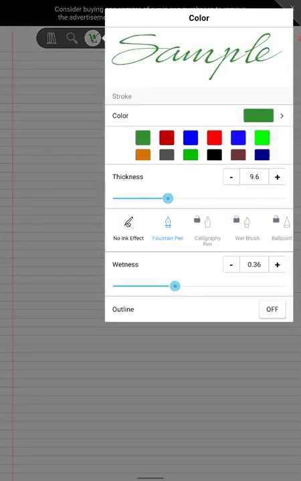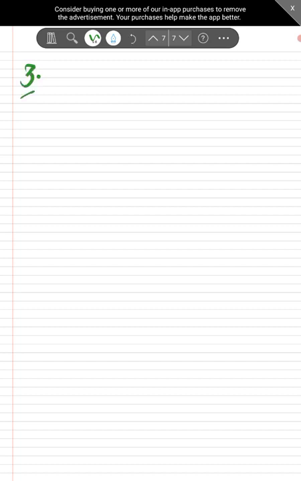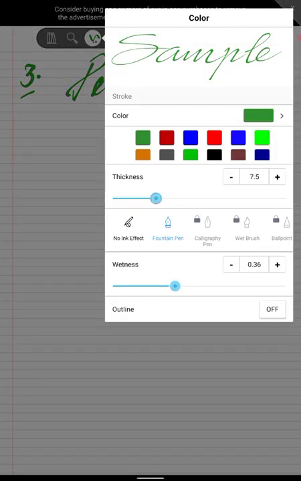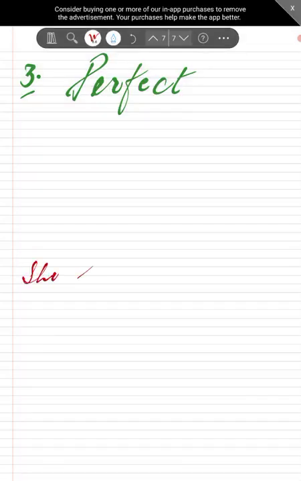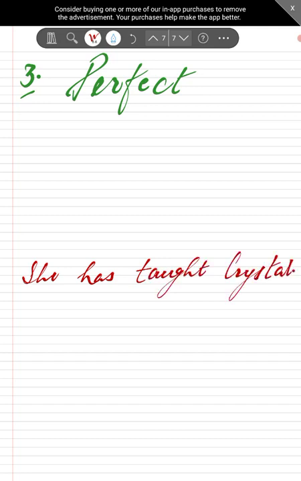Our tense is perfect. Okay, the tense is perfect, right? And now the sentence is, just wait a while, she has taught Crystal. Okay, she has taught Crystal. This sentence is written in present time.